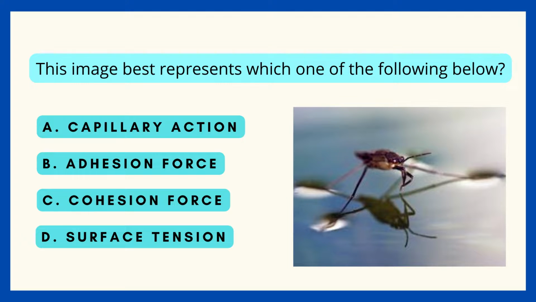This image best represents which one of the following below: capillary action, adhesion force, cohesion force, or surface tension. Please feel free to pause the video to answer this question. The correct answer is D, surface tension. The insect is so light in weight and can easily float on the water because water has a greater surface tension in comparison to the insect.